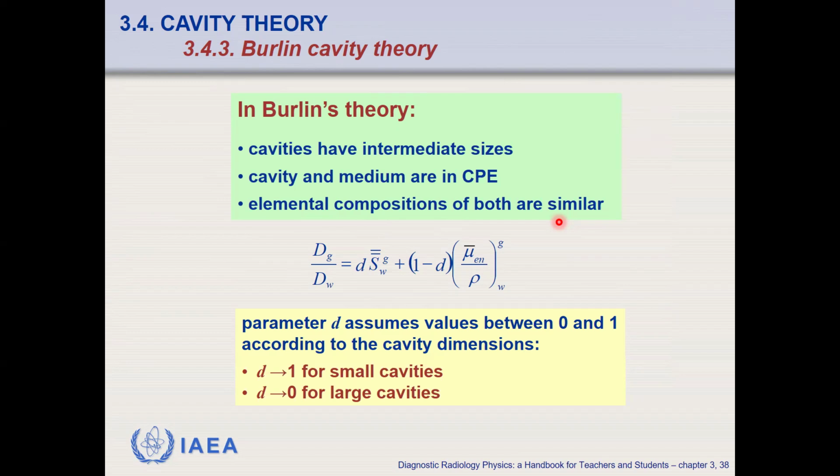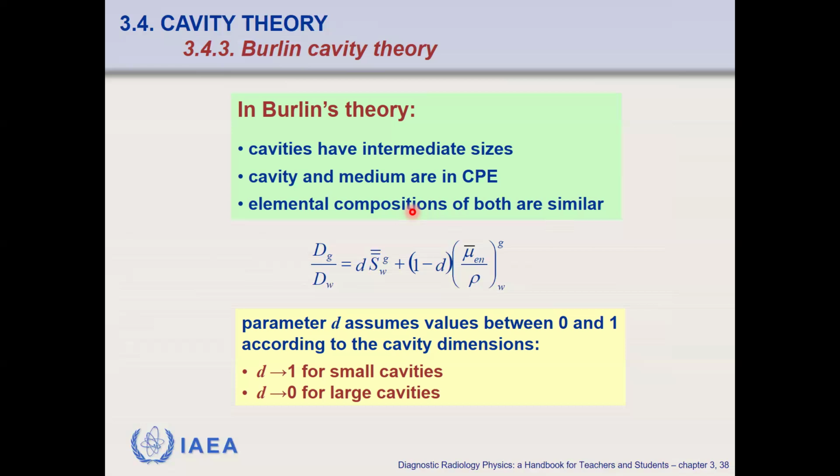Both the cavity and the medium are assumed to be in charged particle equilibrium, meaning that the energy deposited by the secondary charged particles in the cavity and the surrounding medium is balanced. We also talk about similar elemental compositions, meaning the elemental compositions of the cavity and the surrounding medium are similar. This assumption is very important, because differences in composition would cause variations in the photon fluence and secondary particle interactions at the cavity boundary.